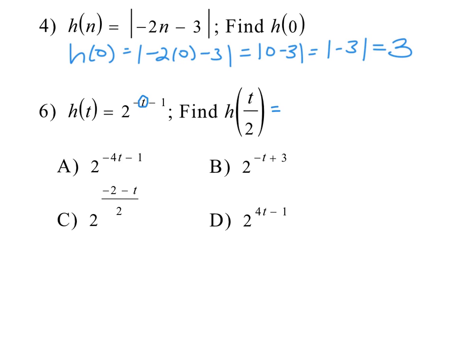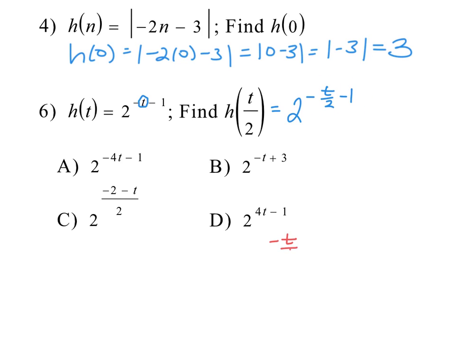So h of t over 2 is 2 to the negative t over 2 minus 1. And you may notice that this is not one of the answers here, and that's because they probably want us to combine these fractions. I'm going to do that on the side a little bit.